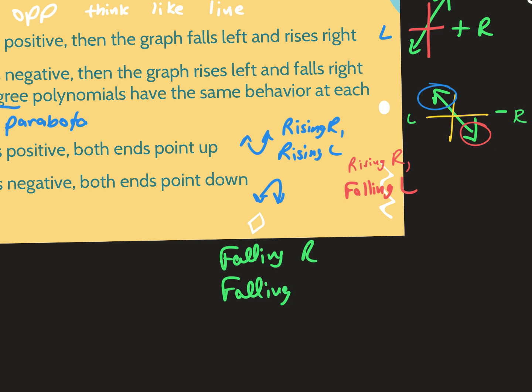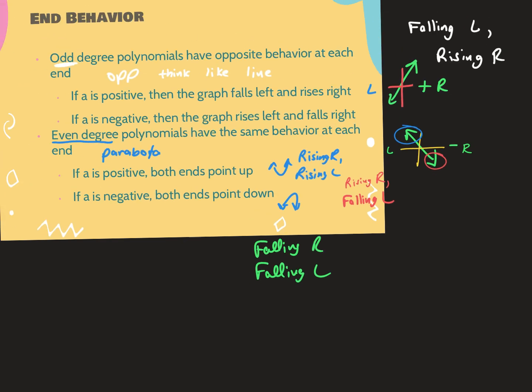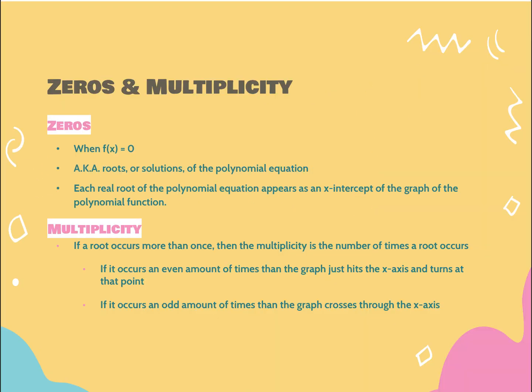Now, some of you guys are like, why is this important? Because you are going to take a polynomial. You're going to find all the zeros. You're going to find the y-intercept. You're going to find some additional points. And then you're going to graph it. And you need to know what directions the arrows go so you know where to start, where to end. Very important.